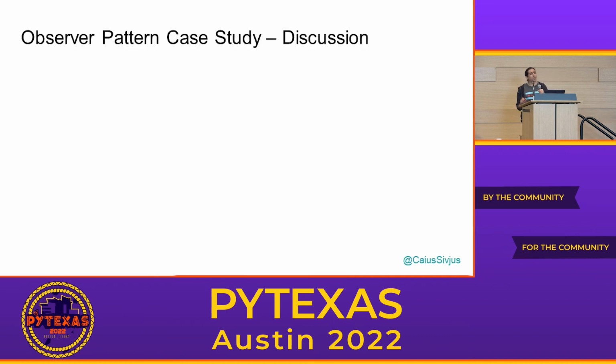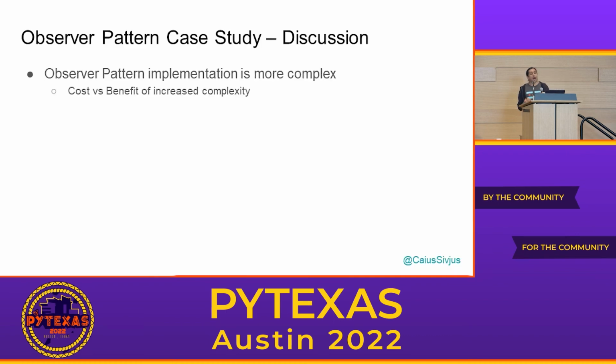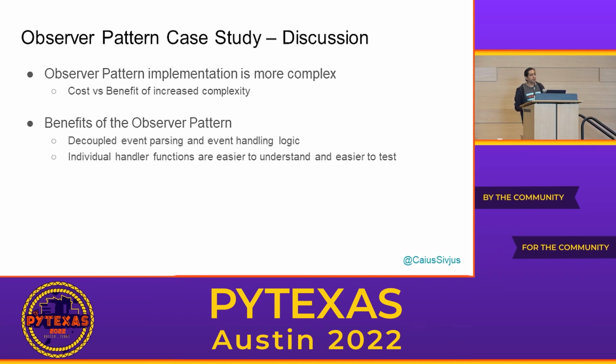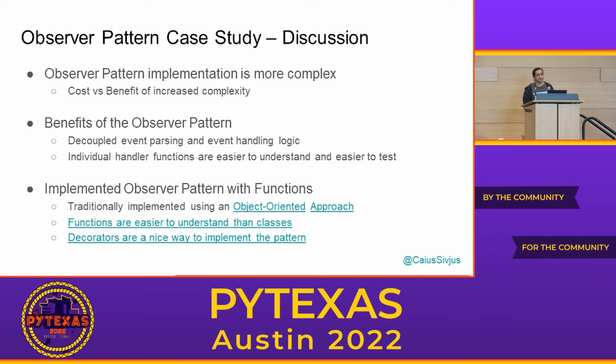So let's take some time. What do we do here? I'm going to be the first one to admit that the observer pattern implementation is a lot more complex. But we really need to start thinking about, is this increased complexity worth it in a cost-benefit analysis? So what are some of the benefits of using the observer pattern? The main benefit is that we're able to decouple our event parsing logic from our event handling logic. And by having these individual handler functions, things are a lot easier to understand, and they're definitely a lot easier to test.